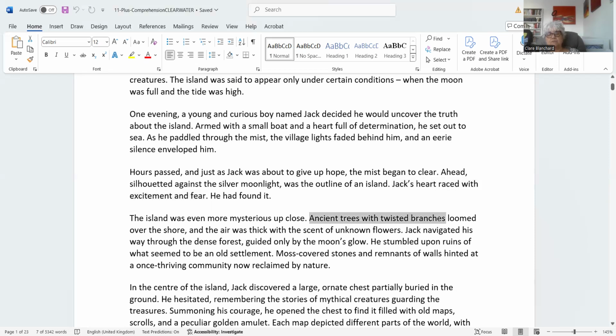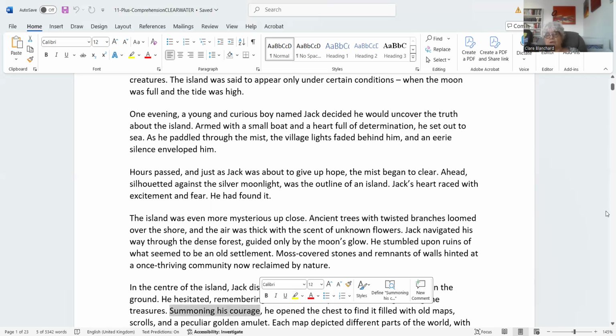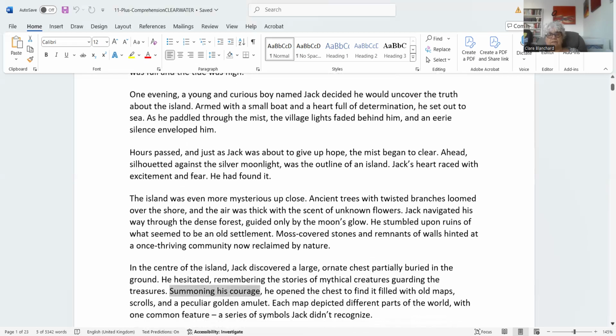Maybe ancient trees with twisted branches, because that's a visual image that is descriptive of a place that seems rather frightening. But you could pick something else. You might want to pick summoning his courage, or you might want to pick the stories of mythical creatures. Yes, so that's how we do it.